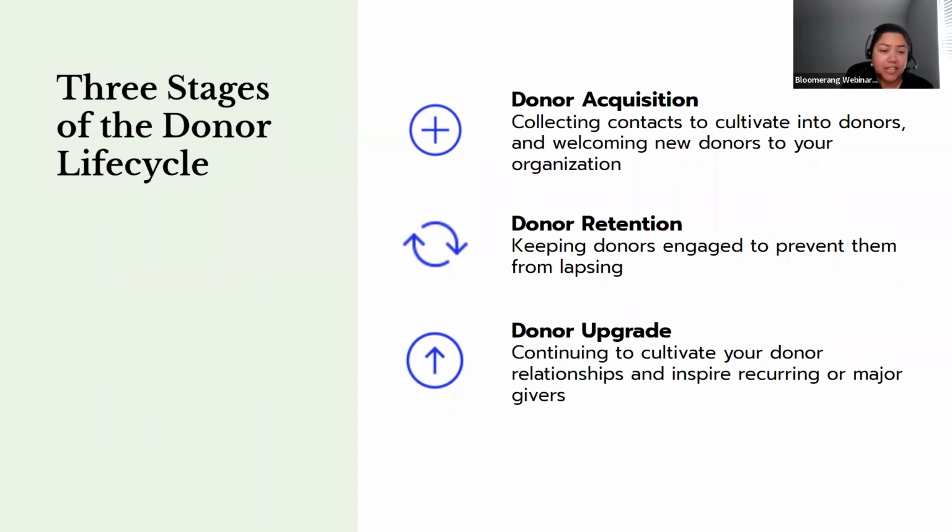There is, of course, donor retention, and this is keeping your donors engaged to prevent them from lapsing and, again, to keep the relationship with your organization going. There's also donor upgrade, and this is continuing to cultivate your donor relationships and inspire recurring or major givers or even planned givers. So the view of the donor life cycle has these 3 stages. There's kind of your pre or early giving, lapse giving, elevating donors. By analyzing these 3 stages of donations, it becomes clear who needs to be communicated with and when to grow your giving.